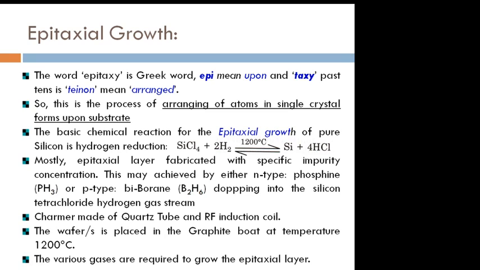At the same time, while you are keeping the reduction process of the silicon tetrachloride, and to achieve the silicon, mostly the epitaxial layers are fabricated with a specific impurity.